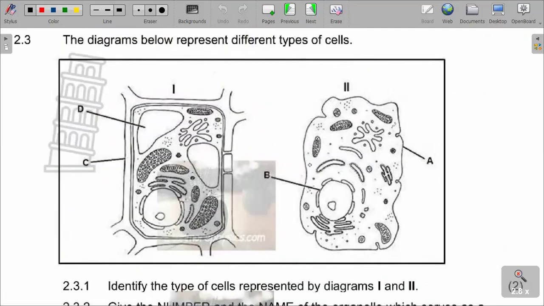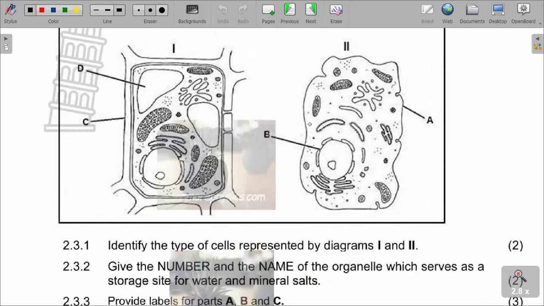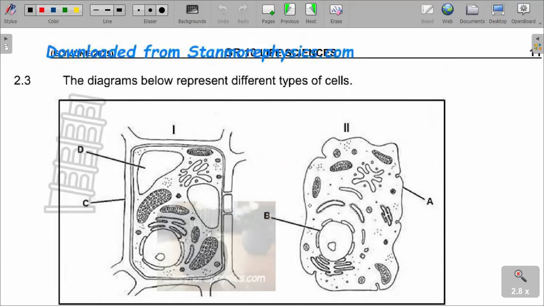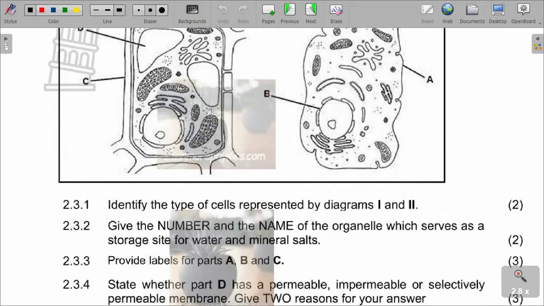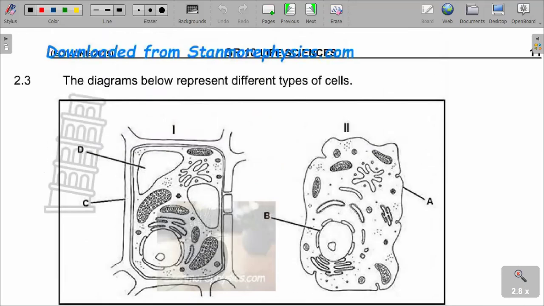Representing different types of cells. We need to be able to understand an animal and a plant cell. That is very important, being able to distinguish a plant cell from an animal cell. Identify the type of cells represented by diagram 1 and 2. Diagram 1 is a plant cell, and diagram 2 is an animal cell.